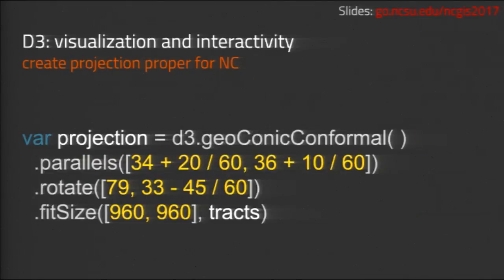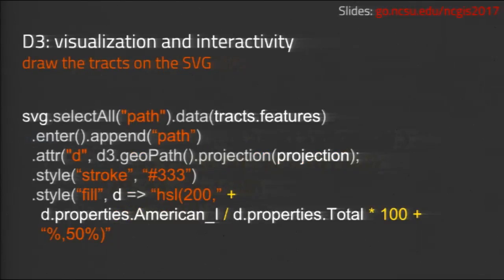Now, I didn't use a projection for my data, so D3 has some built-in tools for creating projections. You can pre-project a file before importing into D3, but I didn't do that. So next, I will create a projection. I'm using a conformal conic projection here, and if I wanted to look at a projection of North Carolina, these are the parallels and the rotation I would use to focus on North Carolina. And then this fitSize at the bottom is just a convenient way for me to make it fit into the SVG I created.